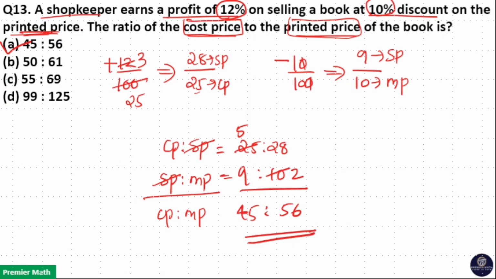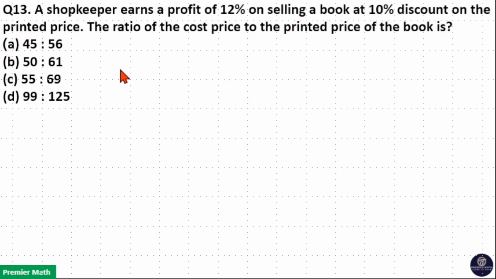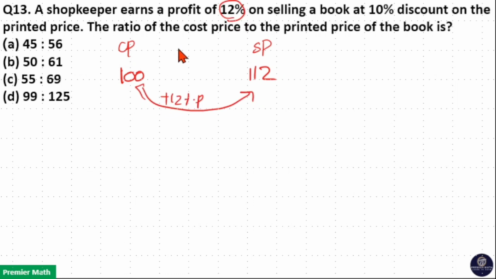Now if you want to do this question in a different way, consider cost price as 100 rupees. Then sell price must be 112 rupees because there is a profit of 12%. Now there is a 10% discount on the printed price. So I will consider marked price as Y.